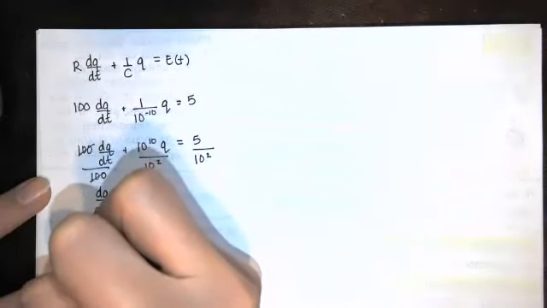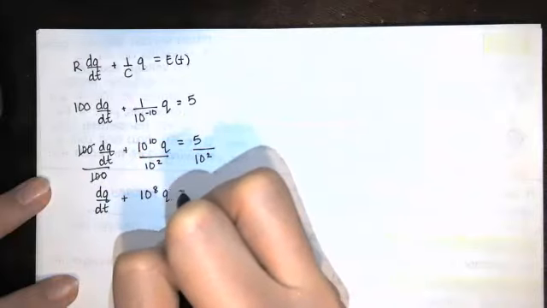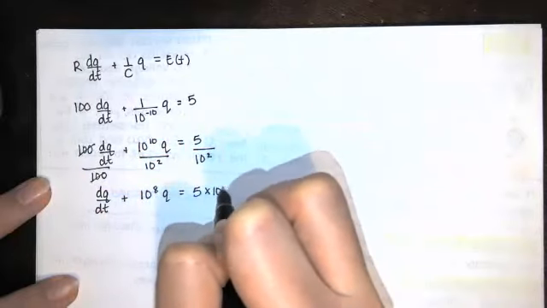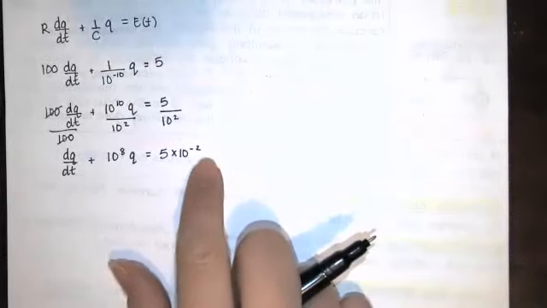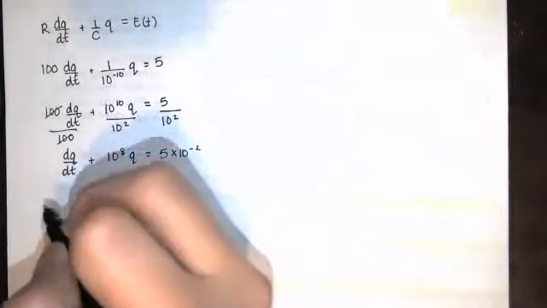And you'll have dq/dt plus 10 to the 8th times q equals 5 times 10 to the negative 2. Okay, now you have a couple of options for how to solve this. You can use an integrating factor if you want to, but there's no function of t over here. I would just separate the variables. I think that would be easier.